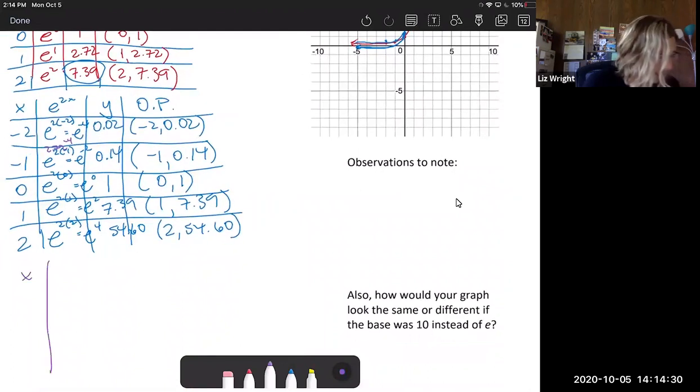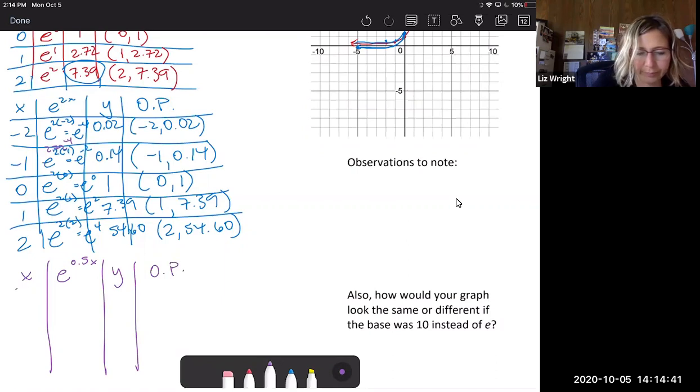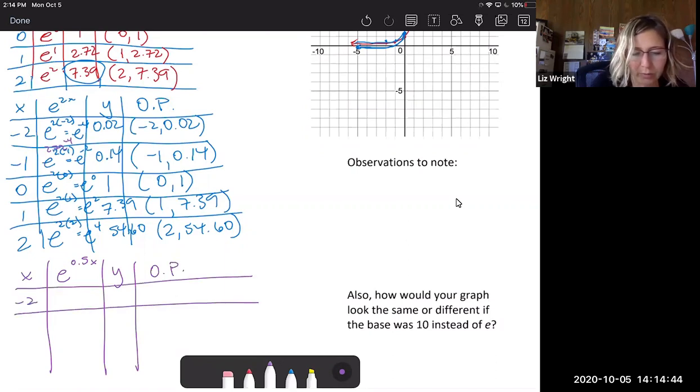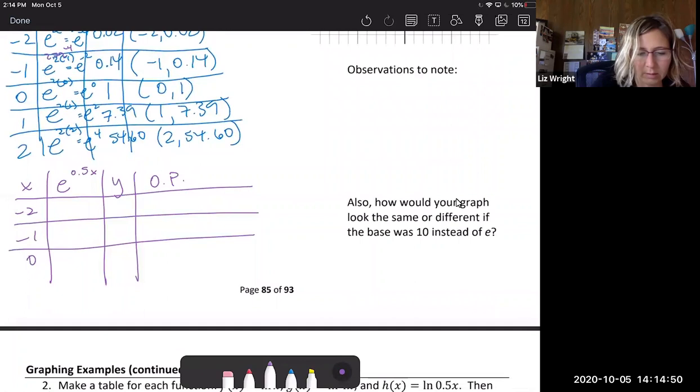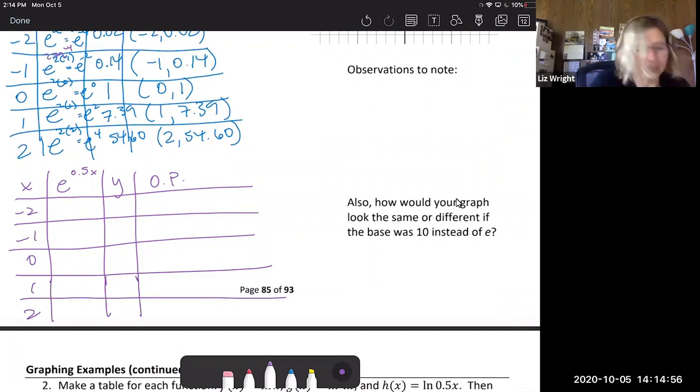Then our next one, we've got x, and then we've got e to the 0.5x, and then y, and then our ordered pair. So again, we're going to have -2, -1, 0, 1, and 2. And so we're just going to fill it in. E to the 0.5 times -2. So half of -2 is going to give us -1, right? So e to the -1. It's going to give us 0.37.